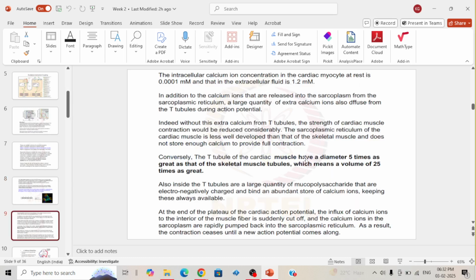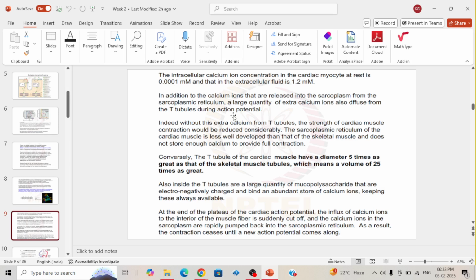One thing I want your attention towards is the intracellular calcium ion concentration in cardiac myocytes at rest, which is 0.0001 millimolar. As I told you, it is 1000 to 10,000 folds lower than outside. Inside the myocytes, the concentration of calcium ion is 1000 to 10,000 folds lesser than outside. In extracellular fluid, its concentration is 1.2 millimolars, while inside it is 0.0001 millimolar.